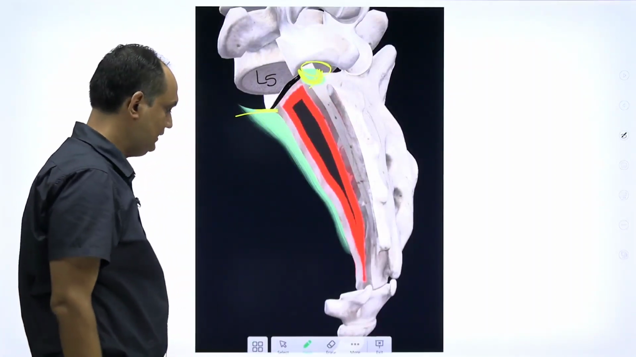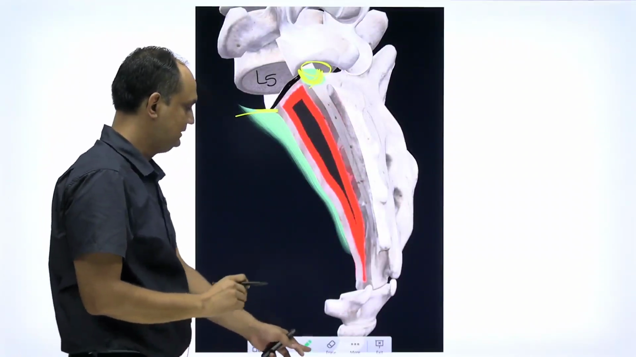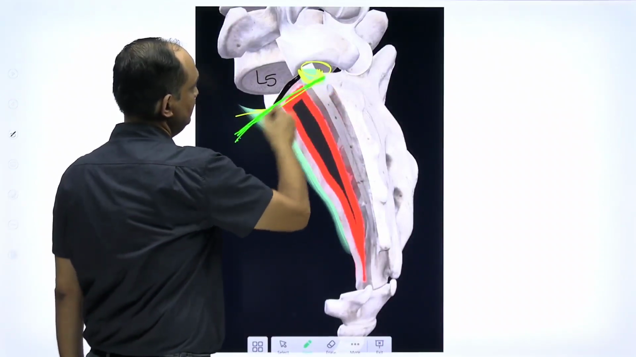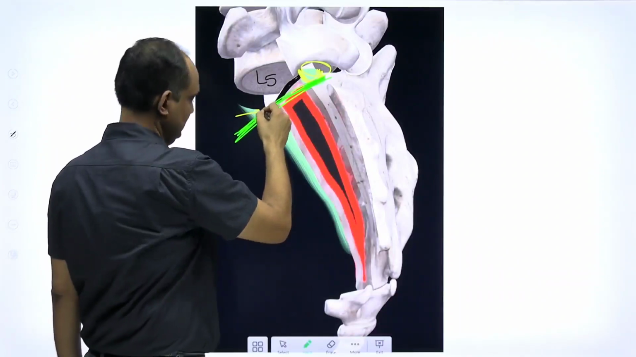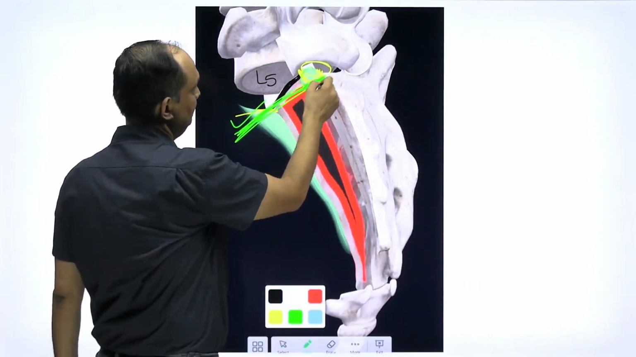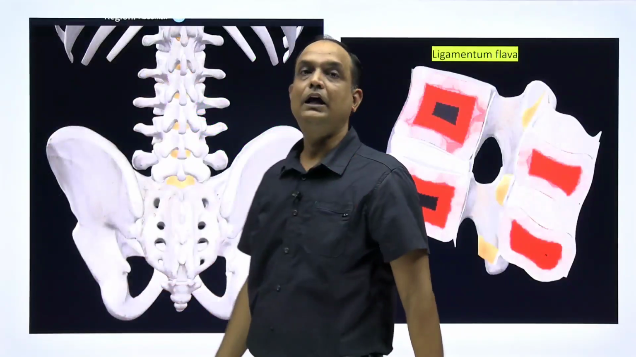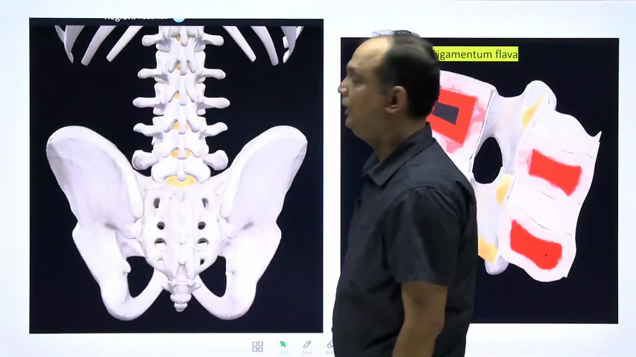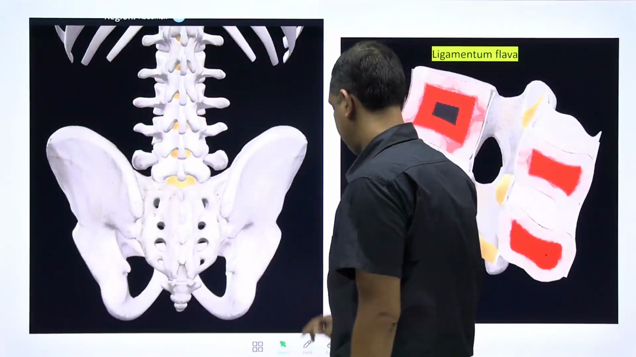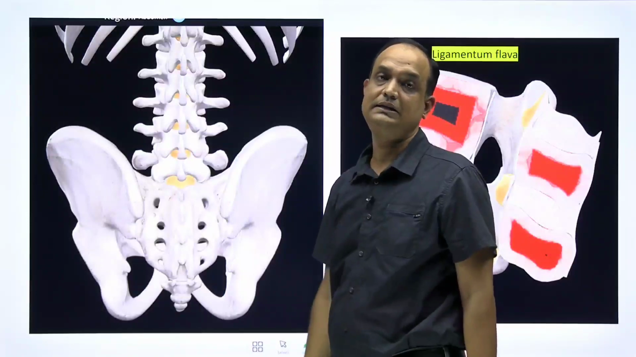So in a nutshell, we understand that the anterior and posterior longitudinal ligaments both end at the level of S1. The anterior longitudinal ligament ends on the anterior border of S1, and the posterior longitudinal ligament ends along the posterior border of S1. Clear? Now, you have one more important term, the ligamentum flava. The ligamentum flava is a ligament which connects the laminae of adjacent vertebrae.